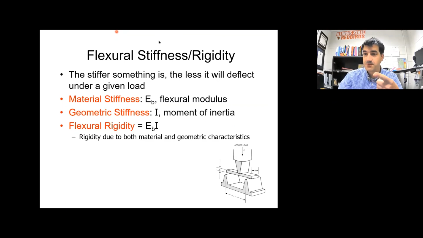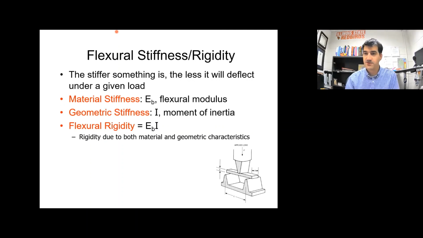So we've talked about flexural modulus. That gives you the material's stiffness, the inherent stiffness of the material in a bending situation. And we've also talked about the moment of inertia, which is the geometric stiffness, how you can change the shape of the part to make it more stiff in a bending situation. If you multiply those two together, E sub B times I, then you get what you call the flexural rigidity, and that's the overall rigidity of the specimen due to both the material that it's made out of as well as the shape of the specimen.